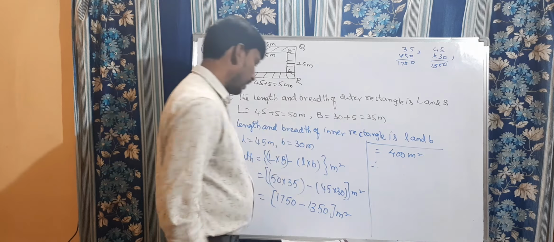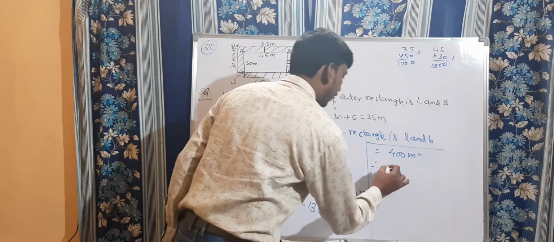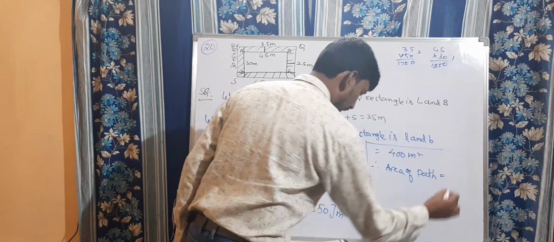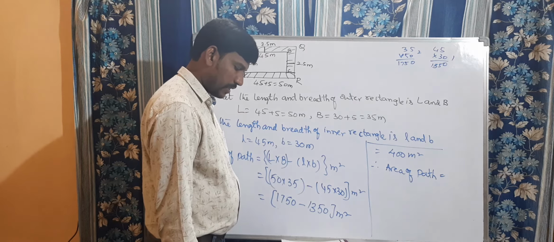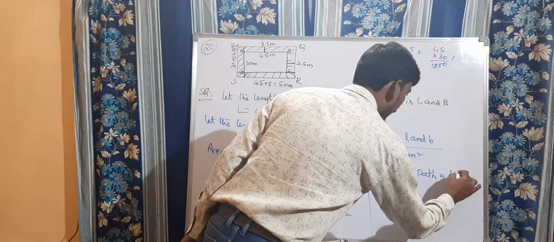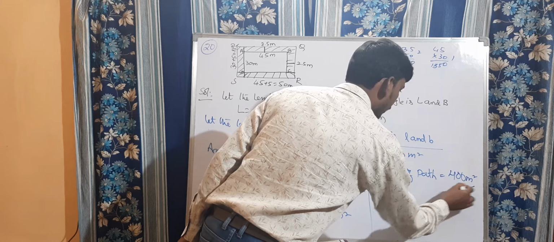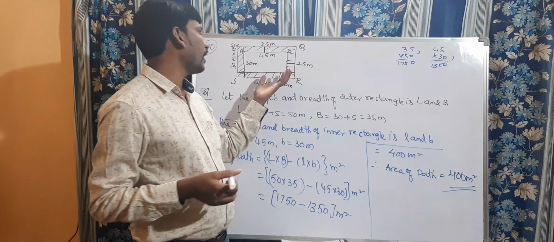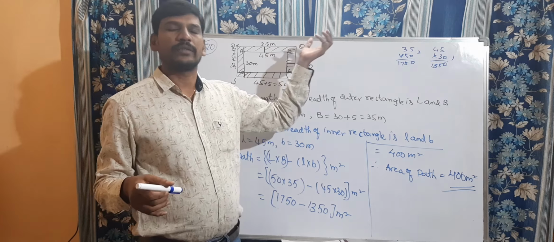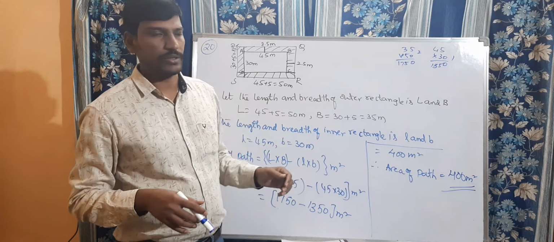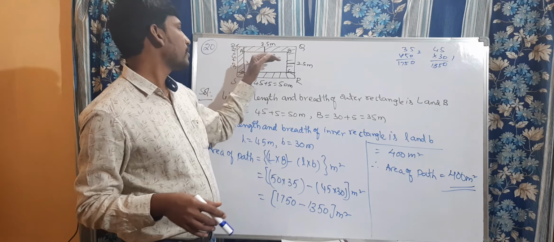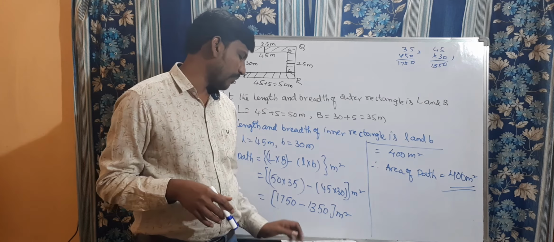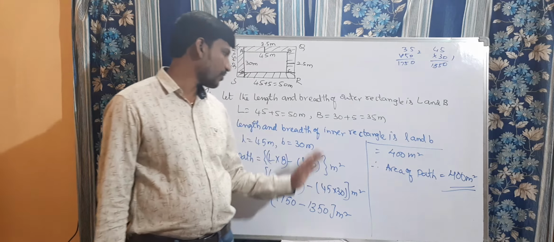So therefore here, area of path is equal to 400 meter square. This is your answer. So this is the process to find out the area of path. It may be rectangle or square or circle or even crossroads also. Crossroads means the path comes in the middle. So just it is example 22. If you see, you will be able to understand very easily. Right, children? Just copy this.